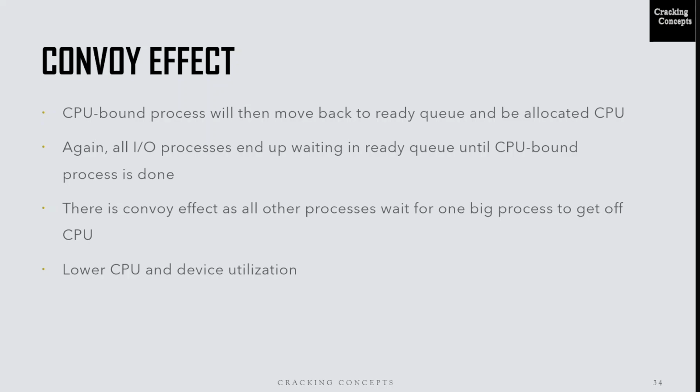Now, at this point, the CPU sits idle. The CPU bound process will then move back to the ready queue and be allocated the CPU. Again, all the IO processes end up waiting in the ready queue until the CPU bound process is done. There is a convoy effect as all the other processes wait for that one big process to get off the CPU. This effect results in lower CPU and device utilization than might be possible if the shorter processes were allowed to go in first.